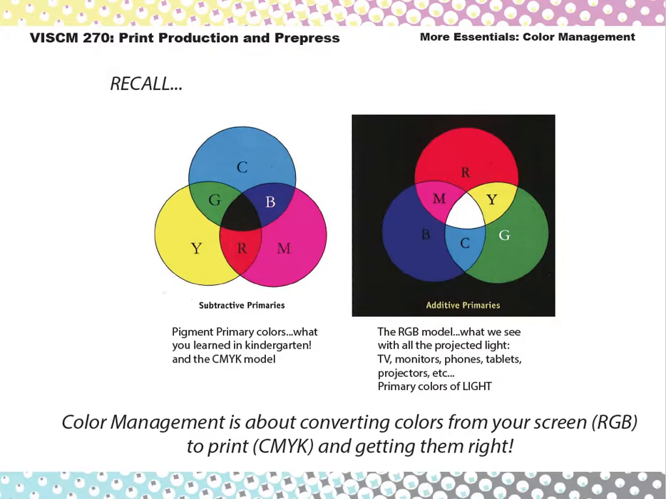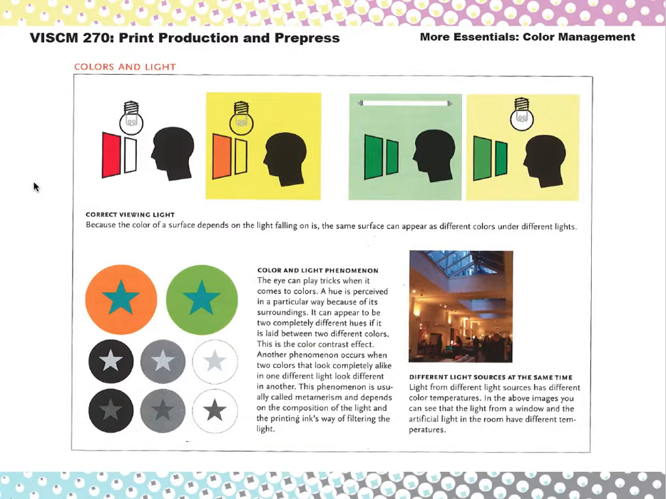And color management is about translating between RGB to CMYK and getting the colors to match when we can. So it's just something to keep in mind that we're dealing with light and the physics of light. And speaking of the physics of light, there's a lot of science that has gone into how we perceive color.